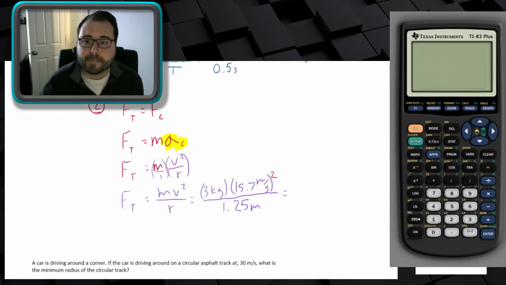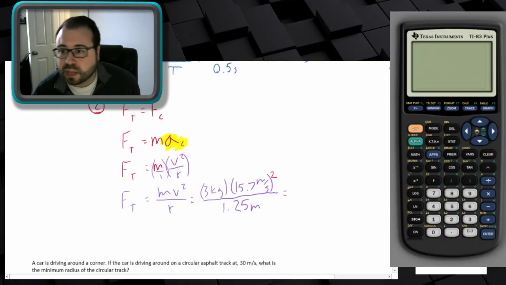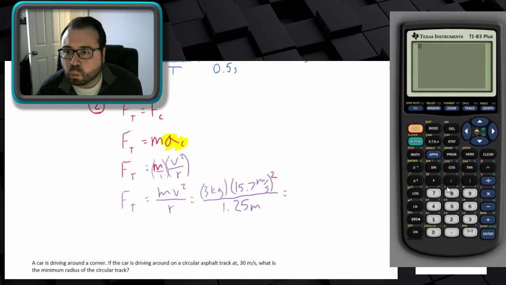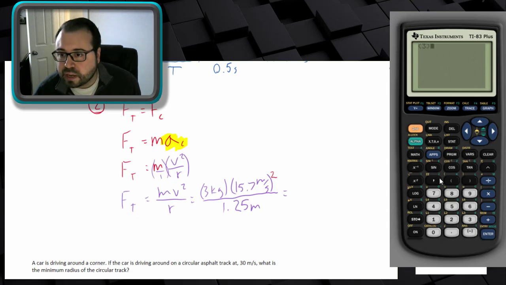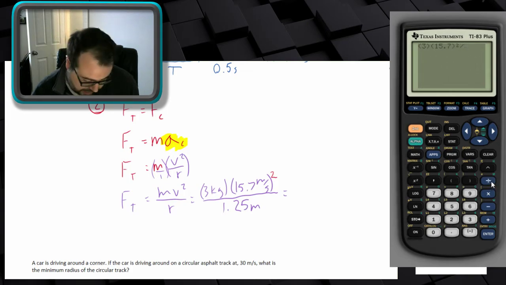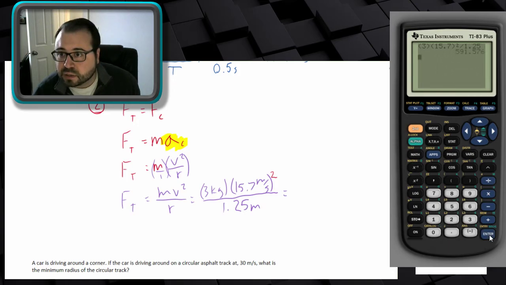Bring it up. There we go. And let's get ourselves an answer. I'll turn the calculator back on, clear everything out, and I'm going to do this in one step on my calculator. I'm going to open up parentheses, so we've got 3, and we've got 15.7. I'm going to square that, divided by 1.25. That is all we need. We hit enter.